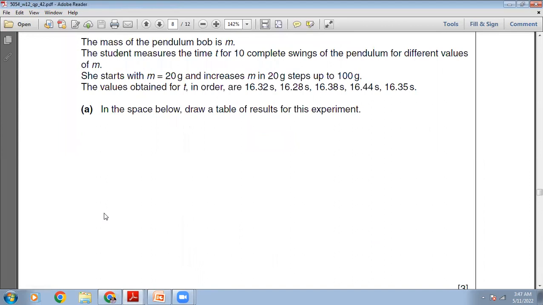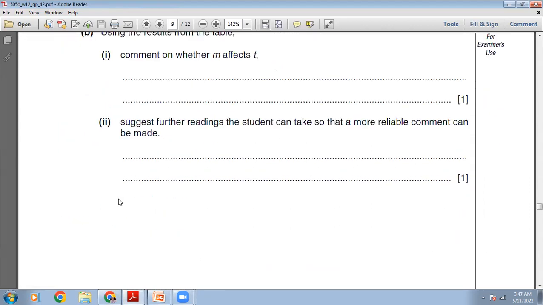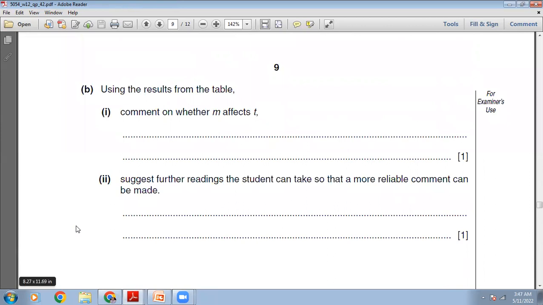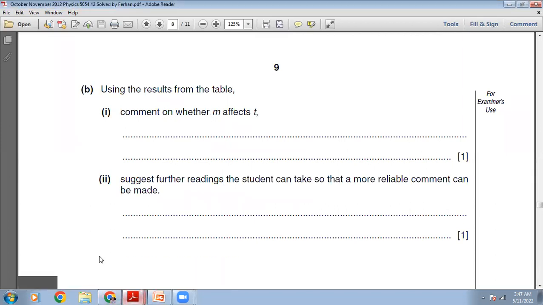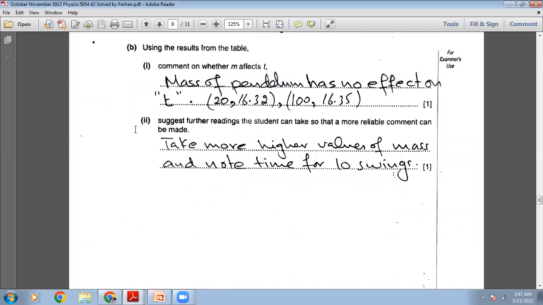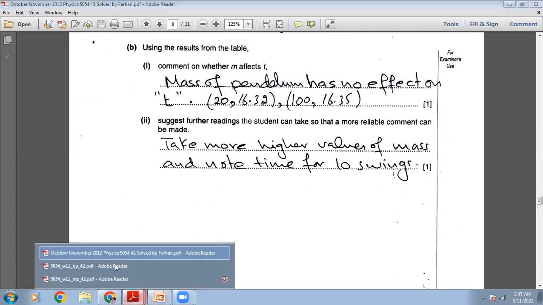Then the next question. Okay, we are done with the table. He says using the results from the table, comment on whether the m affects the T. The m does not affect the T. If you look at the values, first the T a little bit increased and then it started decreasing. Mass of the pendulum has no effect on the T. For example, you can see at 20 gram mass, the time for 10 swings is 16.32. When the mass is 100 gram, the time is 16.35. So there is basically no effect. It has not changed.